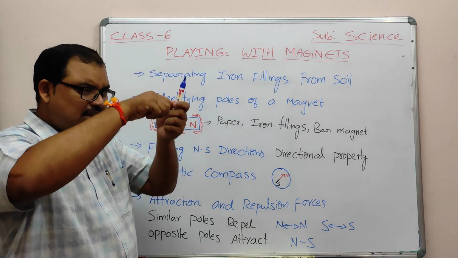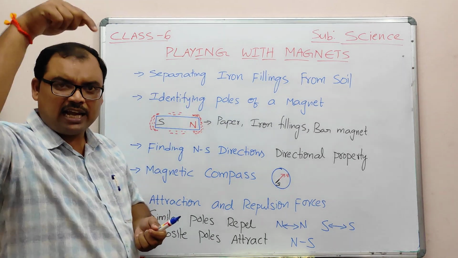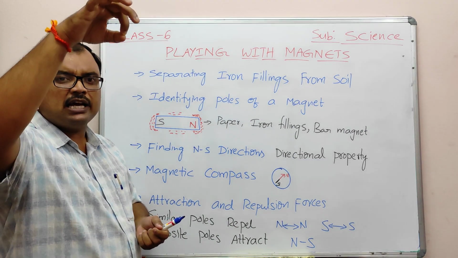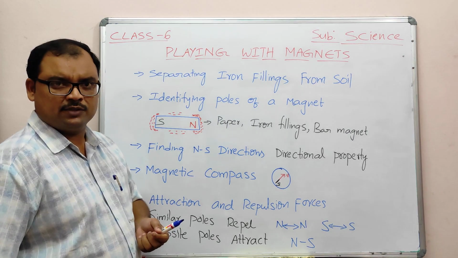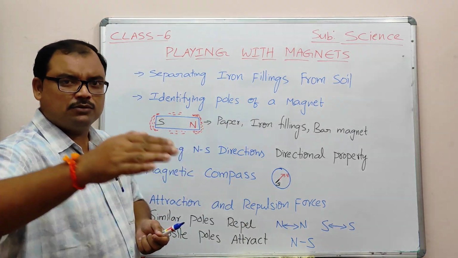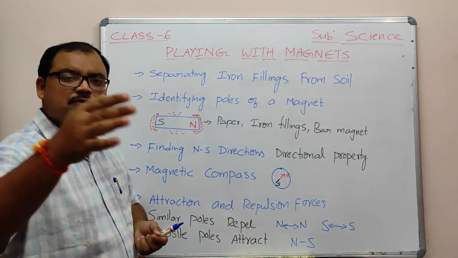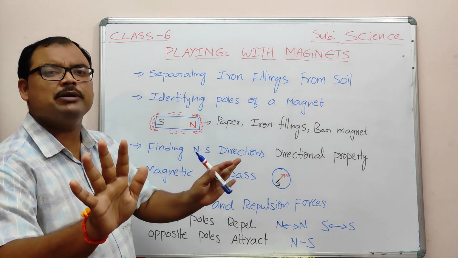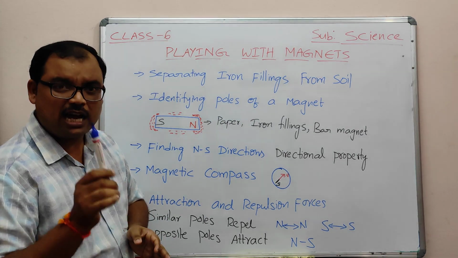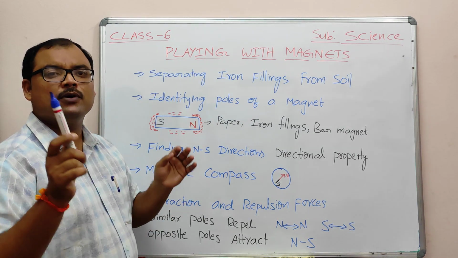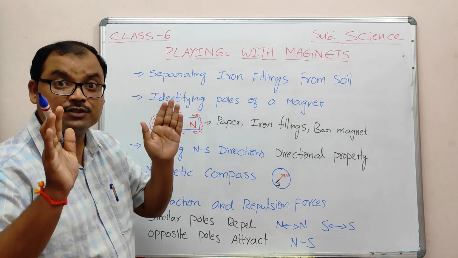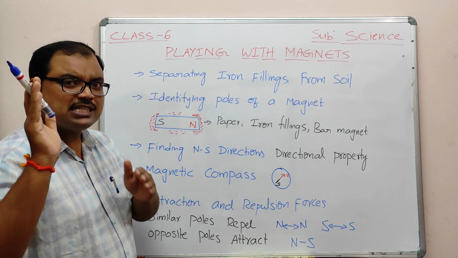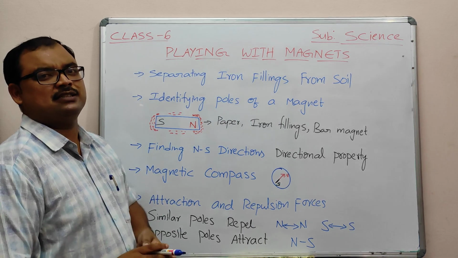Just tie it to a thread and hang it freely from a stand; it's called suspending. What happens? The magnet moves here and there, left and right, front and back. Let it move, no problem. After all the movement is over, just observe how the bar magnet is going to stop, towards what direction it is pointing.